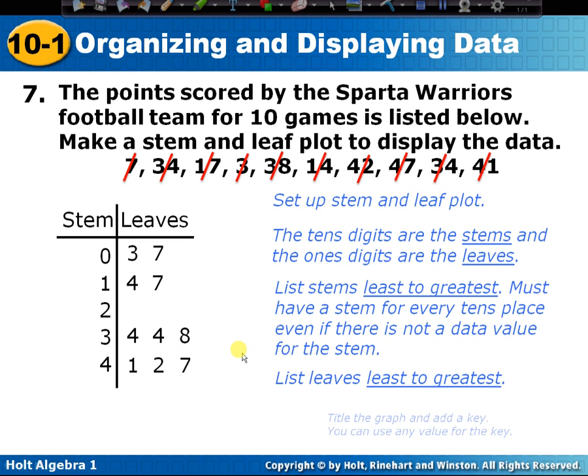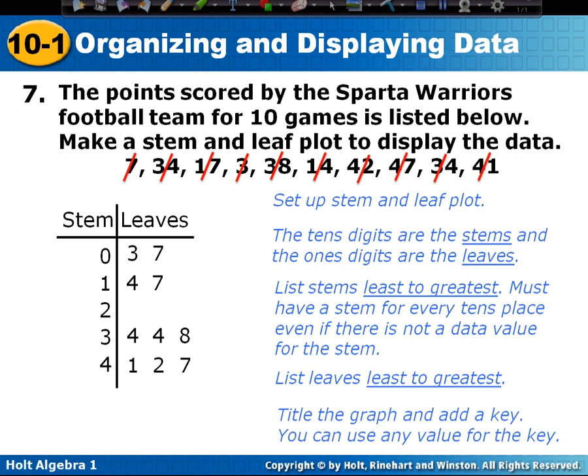Also, it's important that we have a title and a key for our graph. That way, if somebody's just looking at our stem and leaf plot, they can tell what we're talking about. So if you weren't given this information, I could say, hey, this is football scores, and 3-8 means 38. So I could look at this and tell what the football scores were, even without the information up here. So make sure you write the word football scores at the top of your stem and leaf, and make sure you use the key. 3-8 means 38.